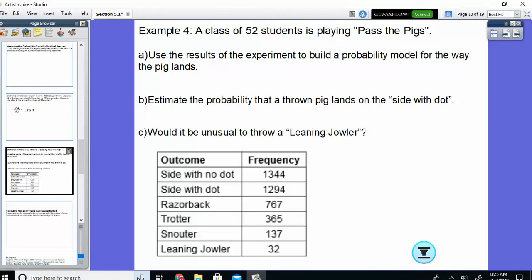So I want to use the results of this experiment to build a probability model for the way the pig lands. So here are the different outcomes. There's their frequency. So we had 52 students playing this. How would I get my probability model? What would I have to do here? We need to add them all up.